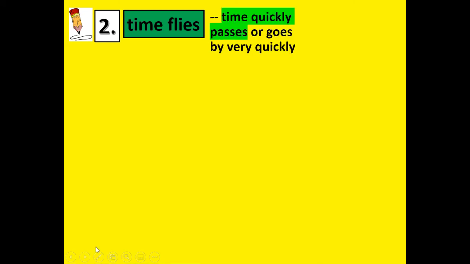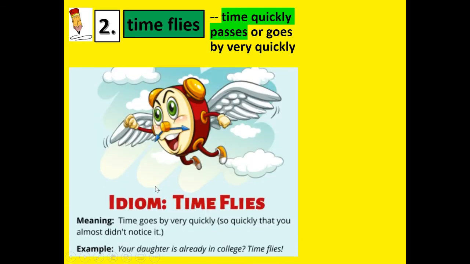So number 2, write time flies. Time flies. So when you say time flies, it means time quickly passes or goes by very quickly. And if you notice, I highlighted the shorter definition. Time flies is an idiom. Idiom, time flies, meaning time goes by very quickly, so quickly that you almost didn't notice it. Your daughter is already in college? Time flies.